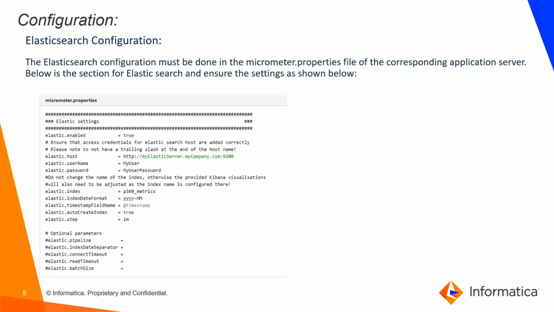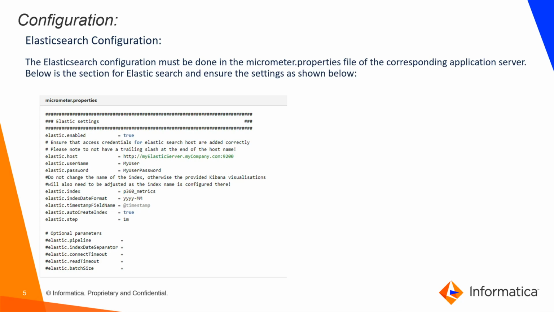To configure the Micrometer, there are two configurations available: one is Elasticsearch configuration and the other is metrics configuration. Elasticsearch configuration can be done in the micrometer.properties file of the corresponding application server. Below are the properties for Elasticsearch configuration.